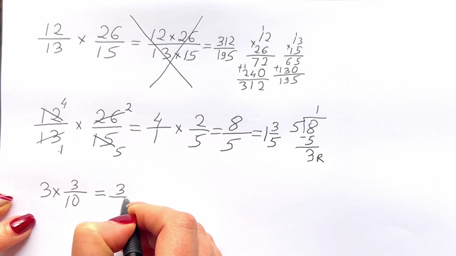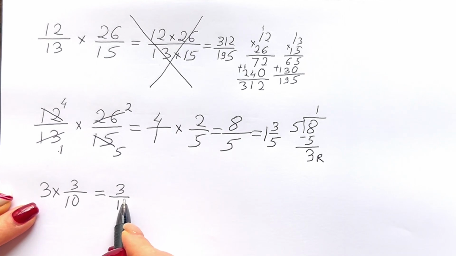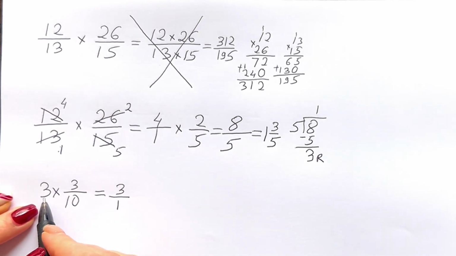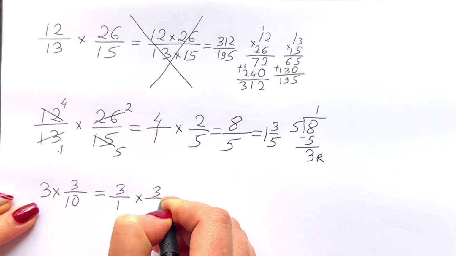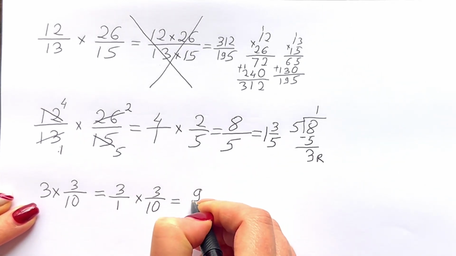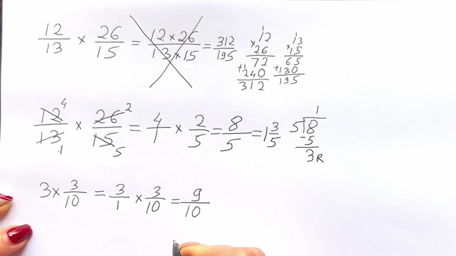3 divided by 1, because the fraction line, you remember, is division. To make a whole number a fraction, just divide by 1, because 3 divided by 1 is the same as 3. So 3 over 1 times 3 over 10, and we continue the same way. 3 times 3 is 9, 1 times 10 is 10. We got the answer. Now let's multiply mixed numbers.